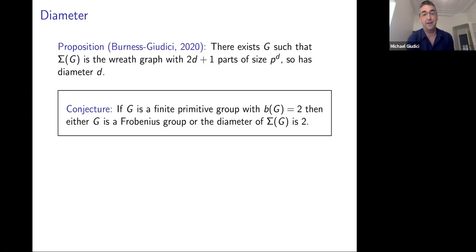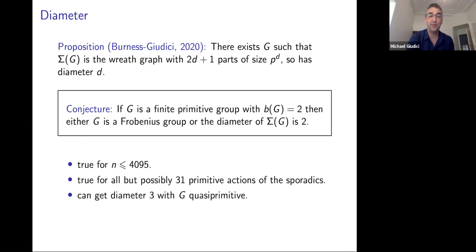When we first started looking at this, we wouldn't have dared to dream to make such a conjecture. But the first thing you do when you want to study primitive groups is run through the database of primitive groups in Magma, up to degree 4095. We were able to check that indeed it was true for all those primitive groups. We were able to look at all the base 2 actions of sporadics, and except for possibly 31 of them where the groups are too large to determine the diameter of the Saxl graph, in all the cases where we could determine the diameter, we find that the diameter is 2. So we have lots of computational evidence that this conjecture does hold.